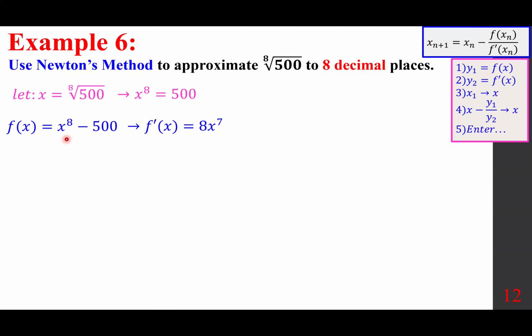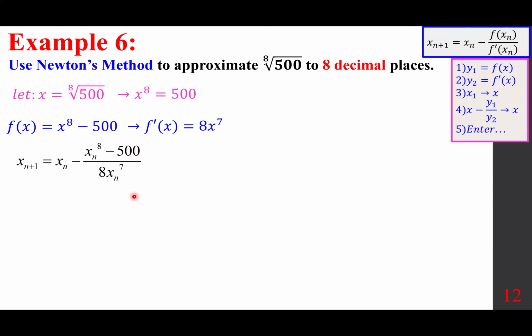And now to tell your reader that you really understand, you are going to write this with the information here. So you're going to write x sub n plus 1 is x sub n minus, instead of f of x sub n, you are going to write x sub n to the power of 8 minus 500. Instead of f prime, you want to put 8 x sub n to the power of 7. This is telling the reader you know exactly what you're doing. So if you want x sub 2, you plug in x sub 1 here.